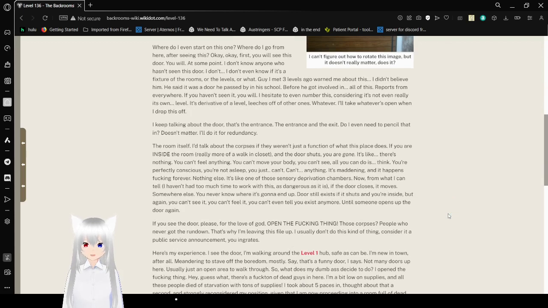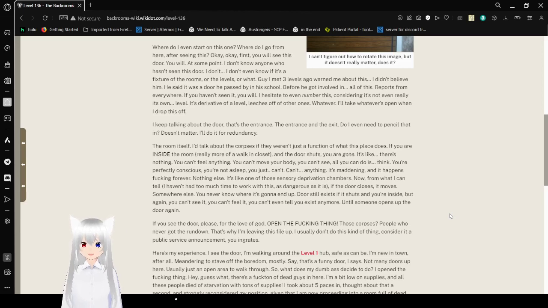Description. Where do I even start with this one? First, you will see this door. You will, at some point. I don't know anyone who hasn't seen this door. I don't even know if it's a fixture of the rooms or the levels or what. A guy I met three levels ago warned me about this. I didn't believe him. He said it was a door he passed by in his school before he got involved in all of this. Reports from everywhere. If you haven't seen it, you will.